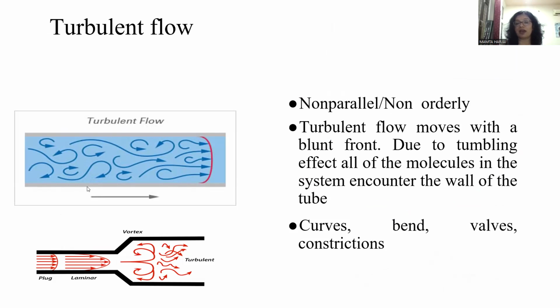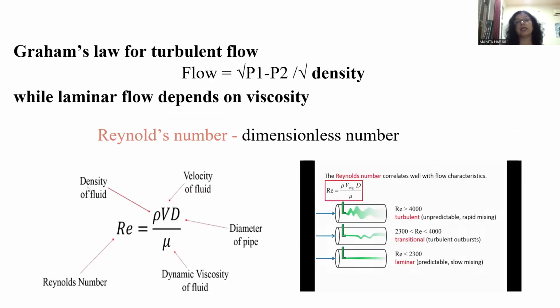Anywhere there is a restriction or constriction, like curves, bends or walls, we encounter this kind of turbulent flow. So what law is followed here? The Hagen-Poiseuille law doesn't work here. Graham's law for turbulent flow is directly proportional to the change in pressure and inversely proportional to the square root of the density. So in turbulent flow, to calculate the flow, density plays a role, which is another thing we have to remember.